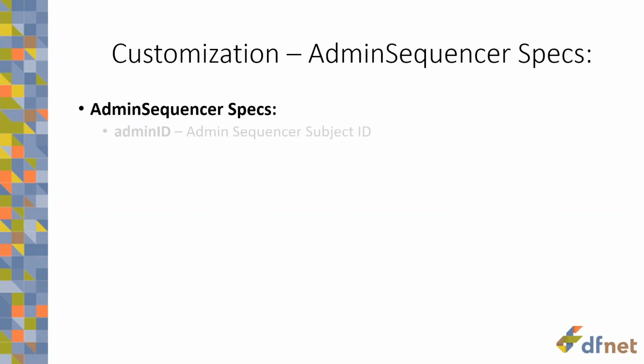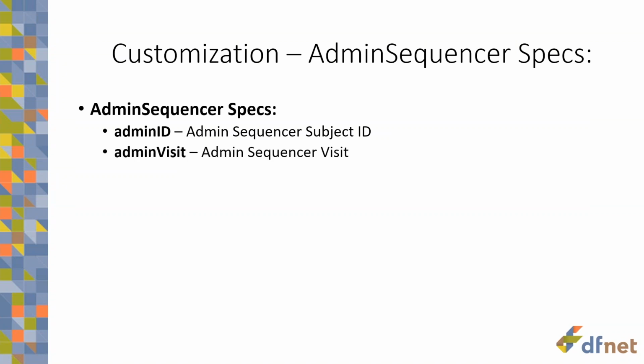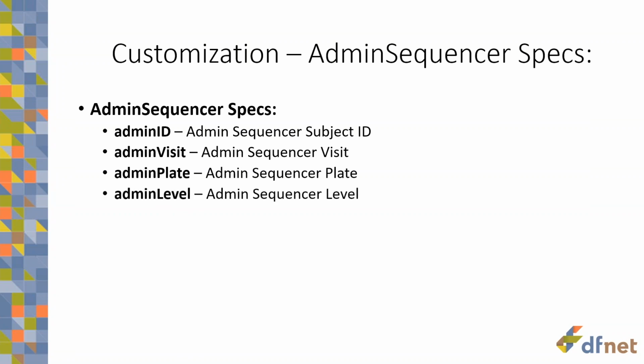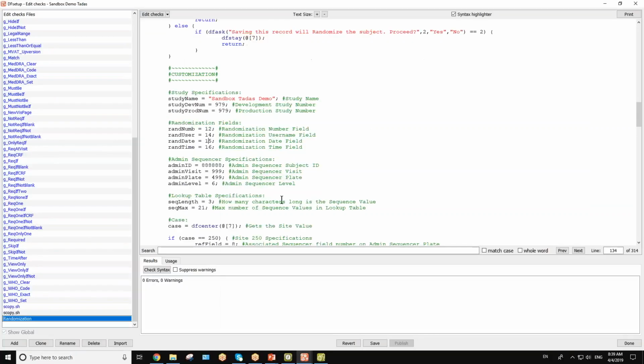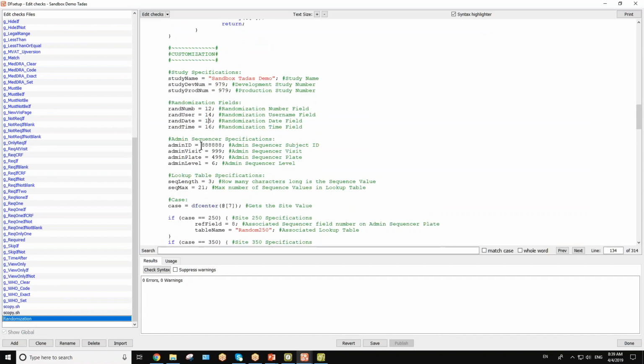Next component is the admin sequencer specs. The subject ID of the administrator, plate, the visit code, the plate number, and the level at which you want it to live. In my case over here, the ID is 888-888. It's at visit 999. The plate number is 499, and I'm going to be saving it off at level 6.